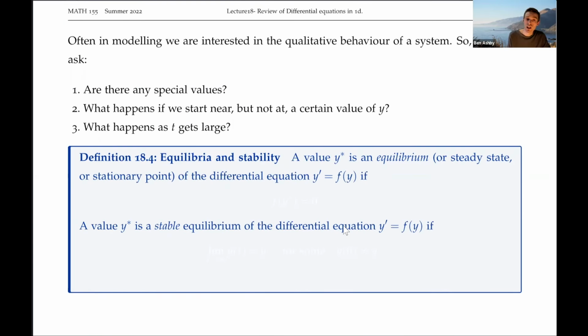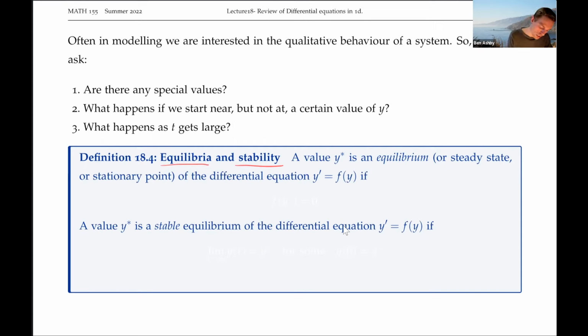Now, often in modeling, we don't necessarily care about the exact dynamics at a particular time. What we tend to care about is what's going on qualitatively. So, for example, are there any particular special values that our system might take on that determine certain behavior? What happens if we start near certain values? For example, in this population, does the population grow or decay when you start near those values, and what values does it tend towards? What happens in the long term as well? So what happens as t gets large? And that means that we tend to focus on equilibria and stability.